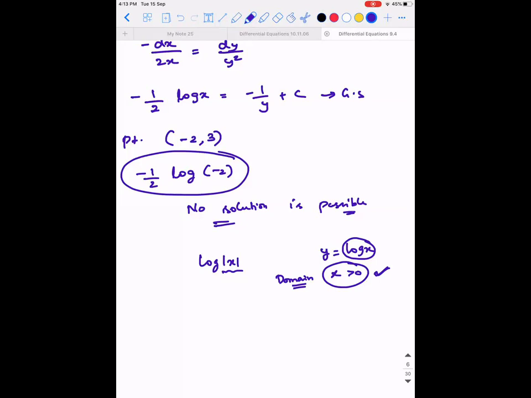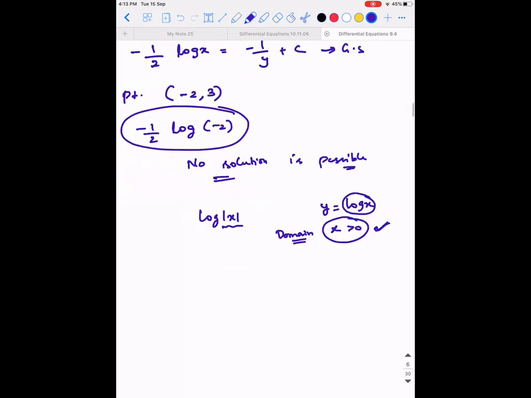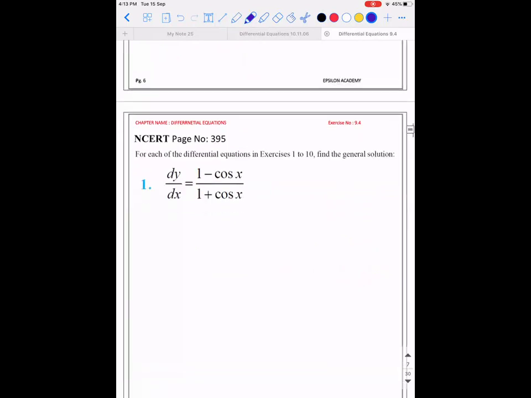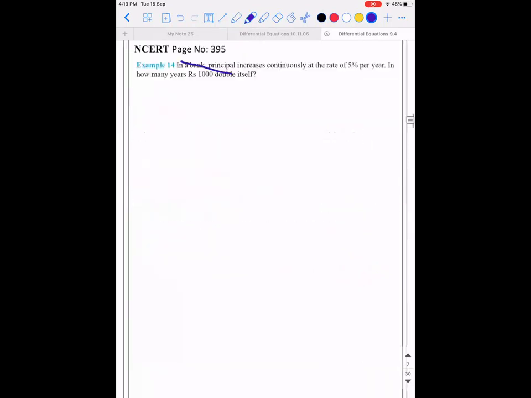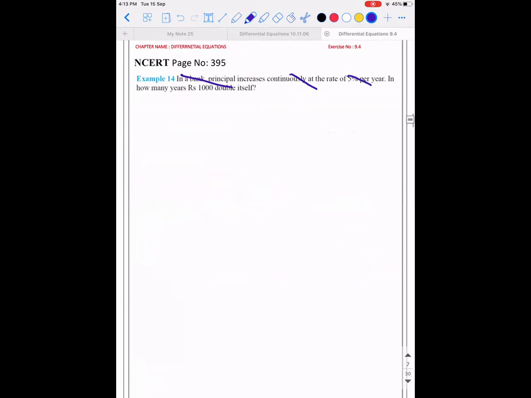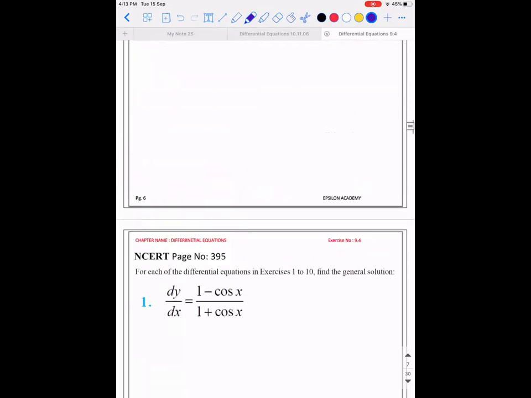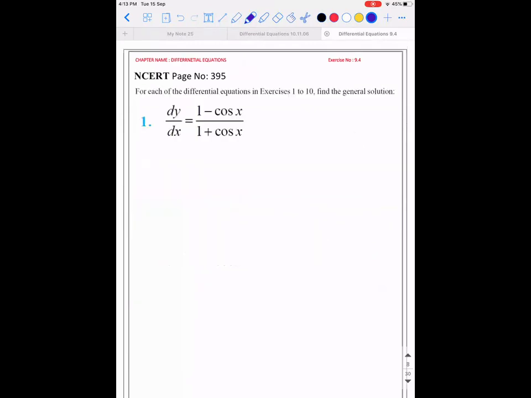Yes, sir. These kind of statement problems are not there. The only thing that is there is they'll give you the equations here. Let's start the exercise.